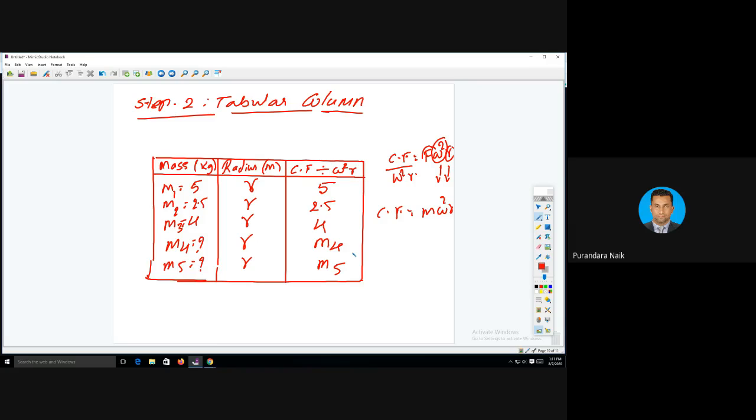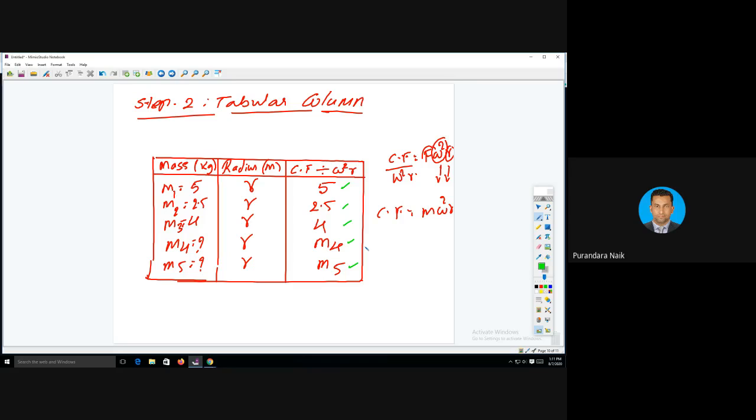After writing the tabular column, we need to see the last column. The last column is very, very important, where you can see the centrifugal force. Yeah, there are 5 centrifugal forces. In these 5 centrifugal forces, we have only 3 knowns and 2 unknowns.